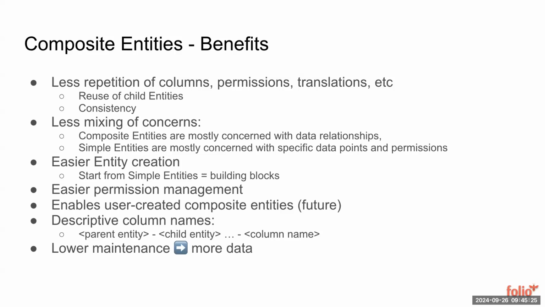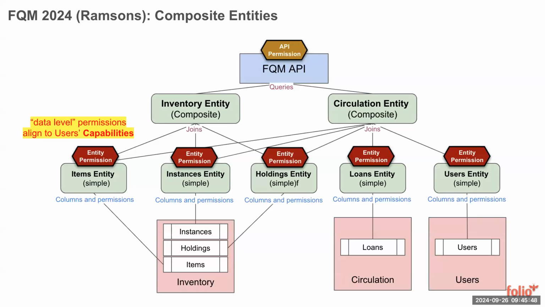So there's less mixing of concerns. Composite entities can be focused on building answers to solutions. It's about the data relationships. It's about how you're pulling the data together. Simple entities can mostly be concerned with specific data sources and the permissions that are tied to those. So in other words, back here, you can see that we're putting entity permissions at the items and at the simple entity level. That's the separation of concerns. So this is the data retrieval and permissioning, and this is the higher level business level of gathering the data relationships.